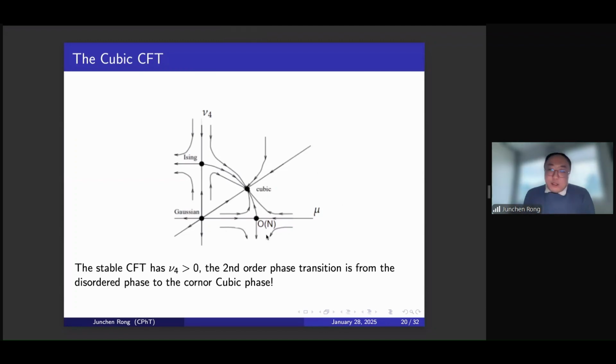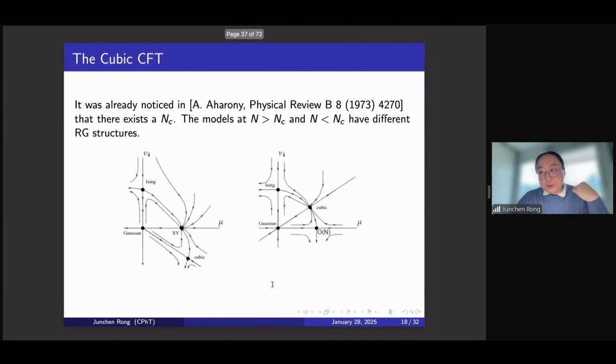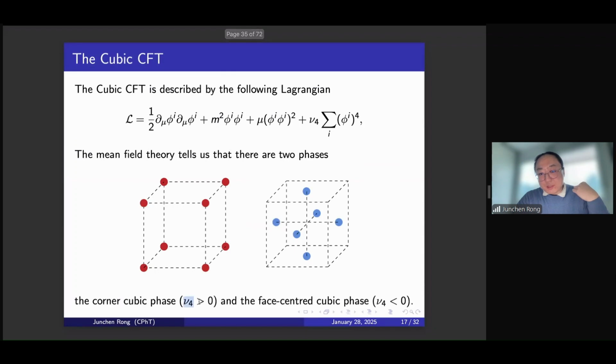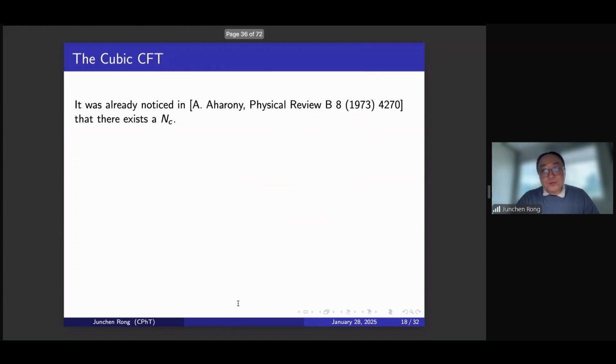So what does this tell us? It tells us that, in fact, the phase transition from the disordered phase to the ordered phase is a transition from the disordered phase to the corner cubic. Remember, the mean field theory we learned: if this is bigger than 0, we are here. So the phase transition has to go from disordered to the corner cubic. This one is not there.